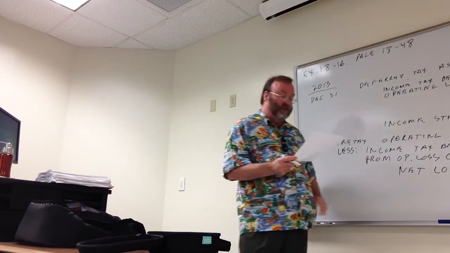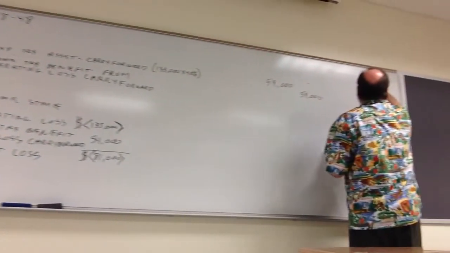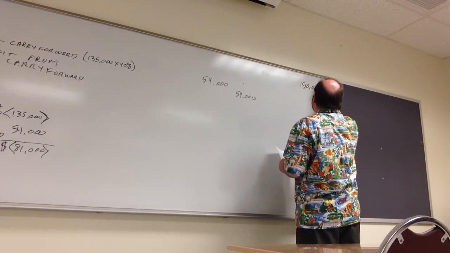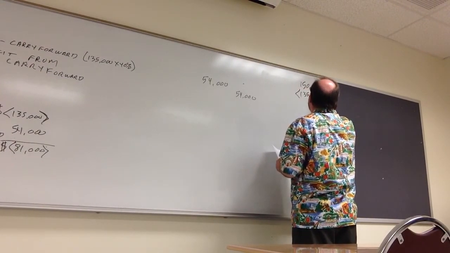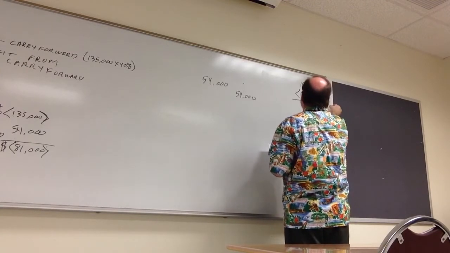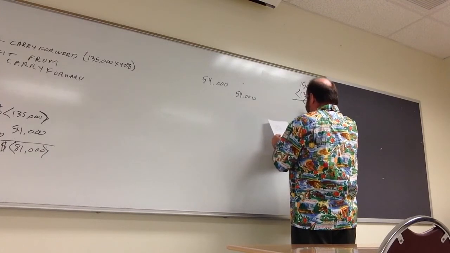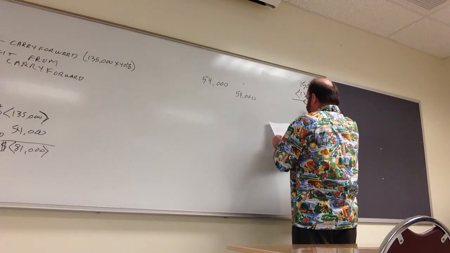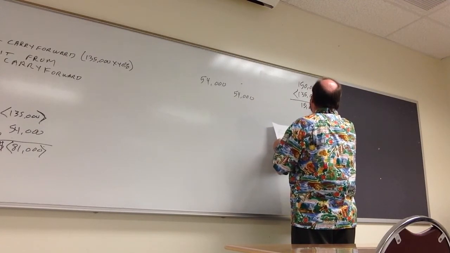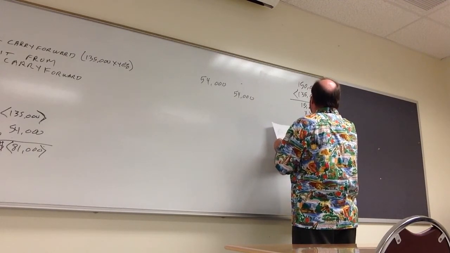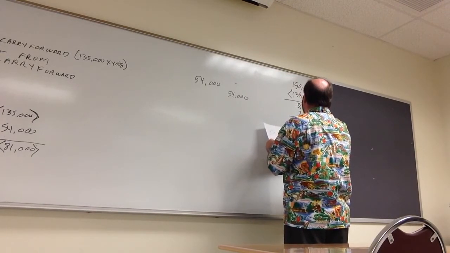So in 2014, we now made $150,000. We have the $135,000 loss that we get to offset that taxable income with. So now we have $15,000 taxable income times 40%, or $6,000 payable.